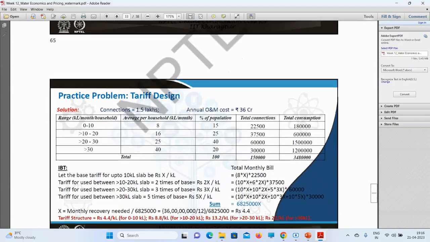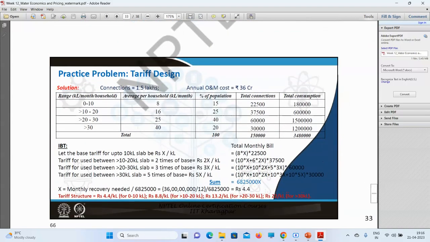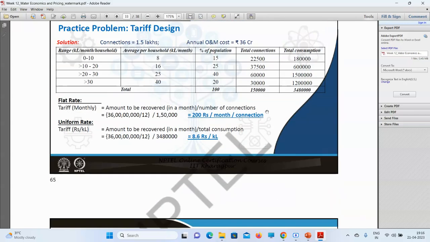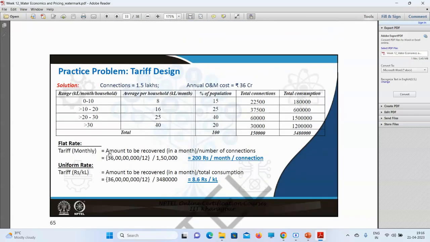You are mentioning one problem, right? No, before this one, I think. Yes, here you see uniform rate tariff equal to amount to be recovered in a month divided by total consumption. In this way, it is solved. So there's a confusion there.